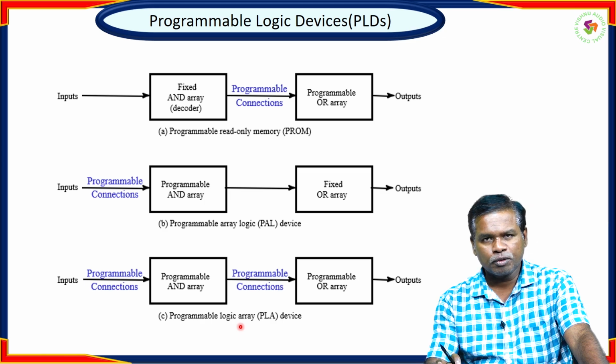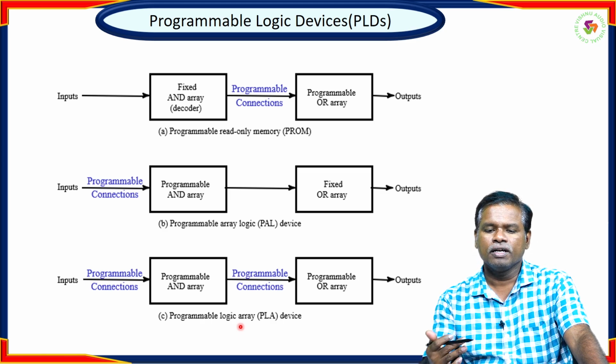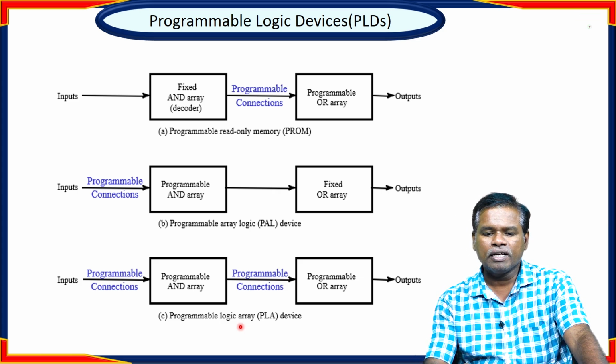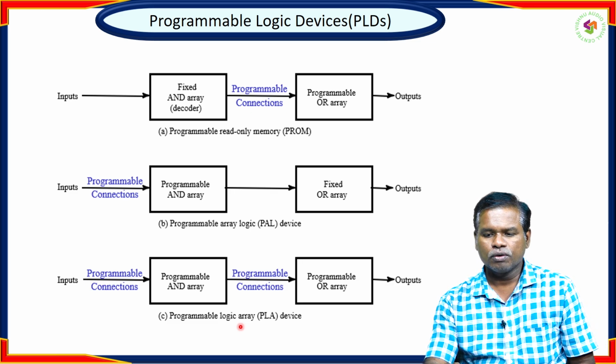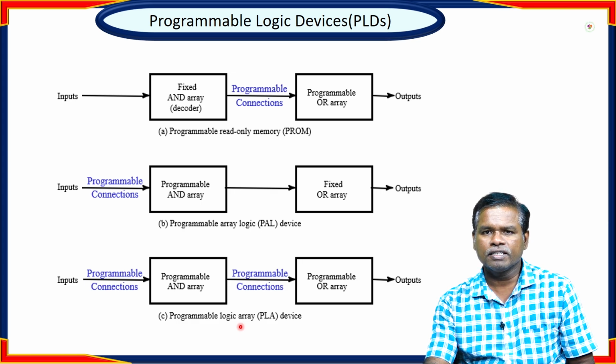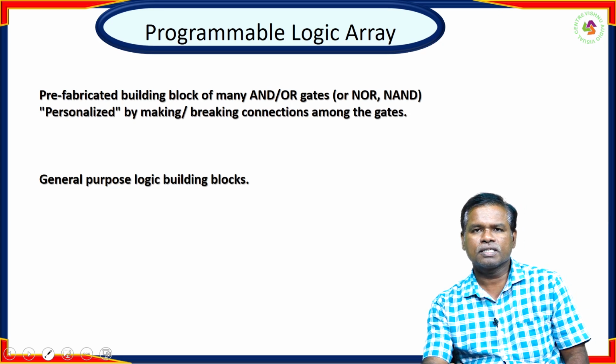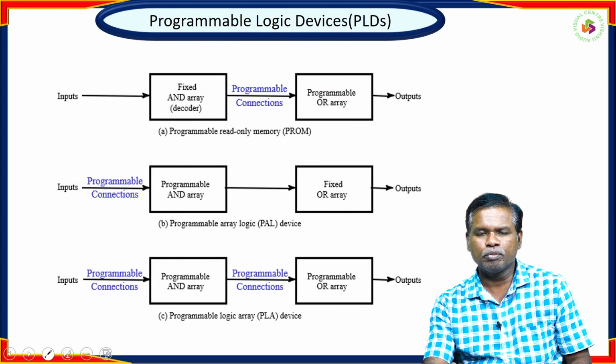All come under programmable logic devices, but the way in which the AND array and OR array are constructed is different. PROM has a fixed AND array and a programmable OR array, PAL has a programmable AND array and a fixed OR array, and finally the PLA has a programmable AND array as well as a programmable OR array. Now we will see how to utilize these logic devices in the construction of Boolean functions. Here, we are going to discuss the PAL and PLA.